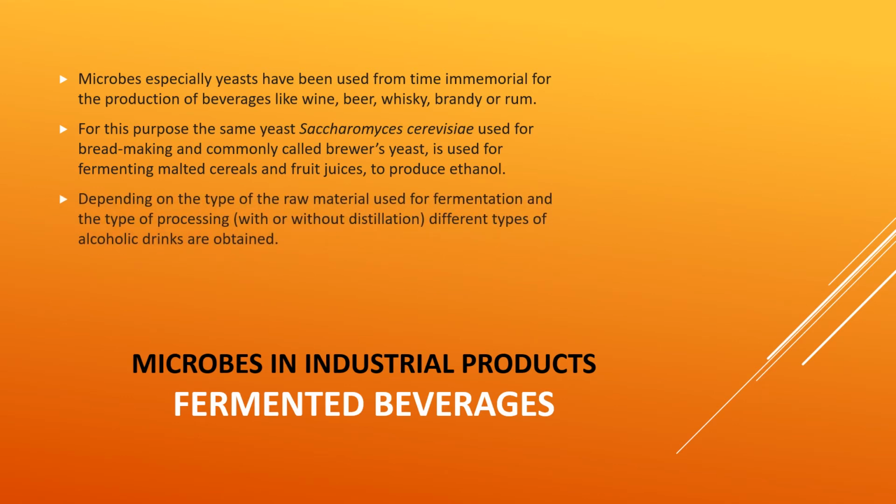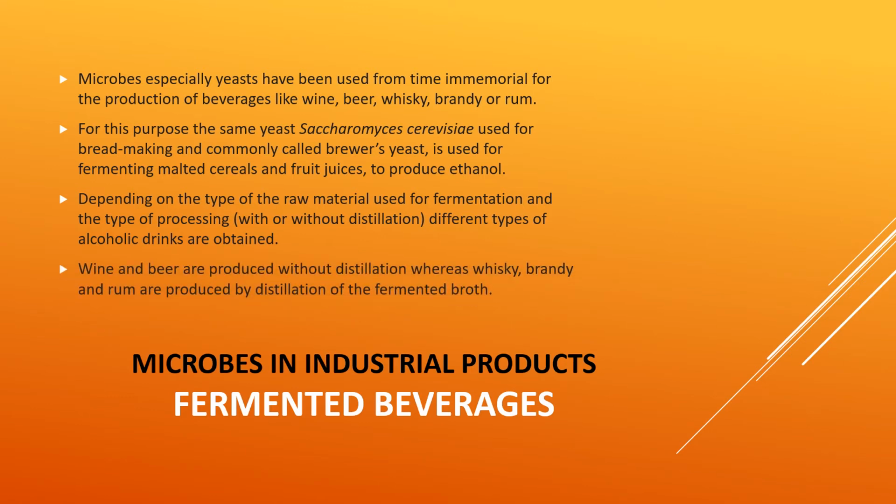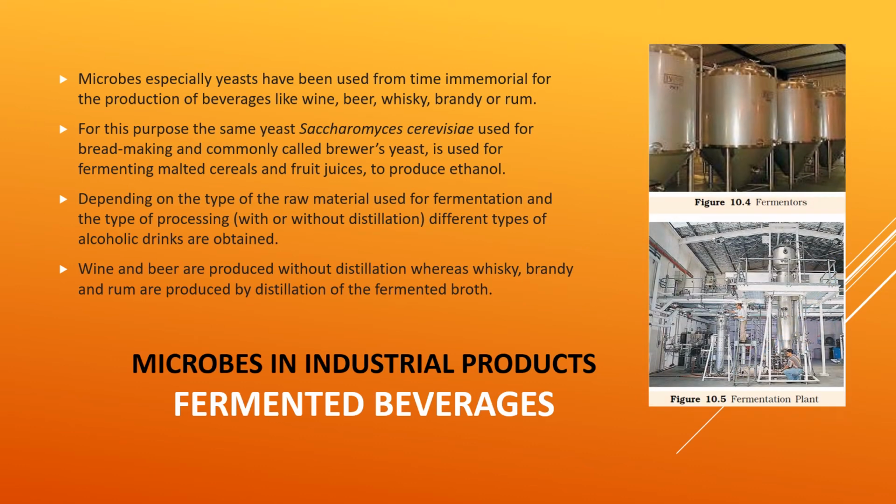Depending on the type of raw material used for fermentation and the type of processing with or without distillation, different types of alcoholic drinks are produced. Wine and beer are produced without distillation, whereas whiskey, brandy, and rum are produced by distillation of the fermented broth.